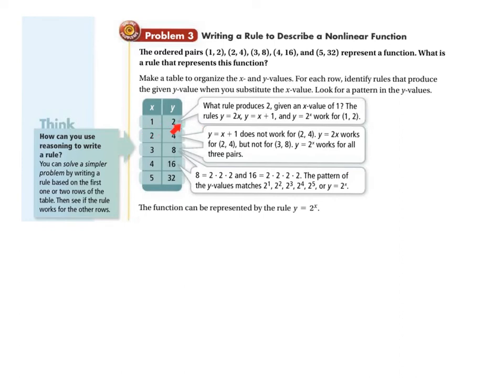So again, things to think about. You can see the words here. What rule produces 2 given a value of 1? Well, you can double it, right? You can add 2 to the x power. Those are things you can try. So try it on the next one. Does 2 plus 1 get you to 4? Well, no. Does doubling it, right? Does it work for each of these? Does 2 to the x work for all 3 pairs? And keep trying it till you find one that works. So those are things to give a go at. Look for those patterns.